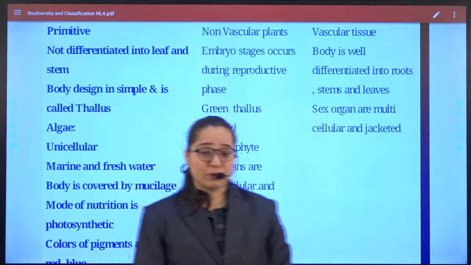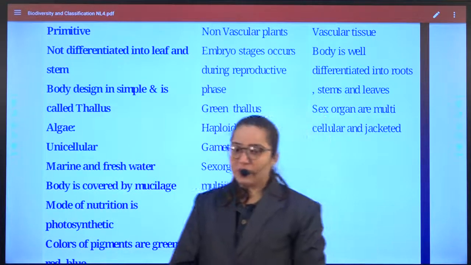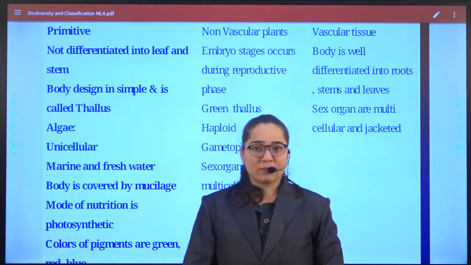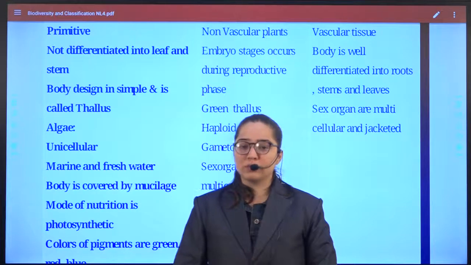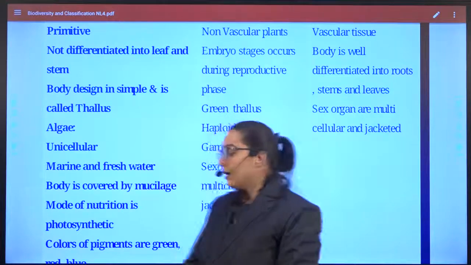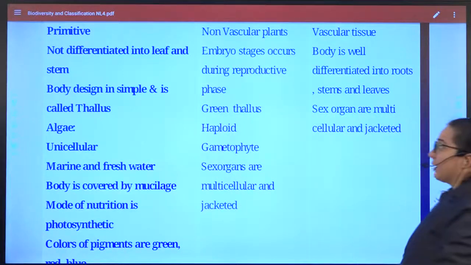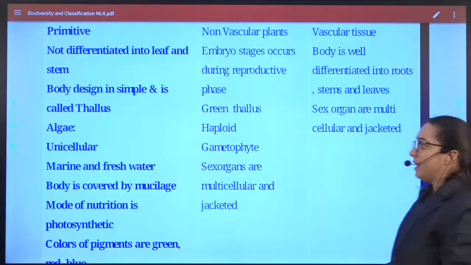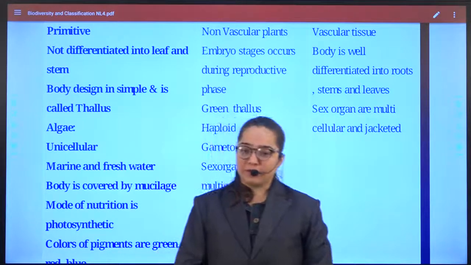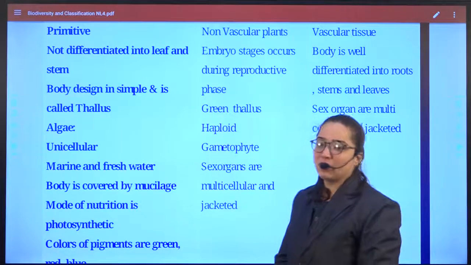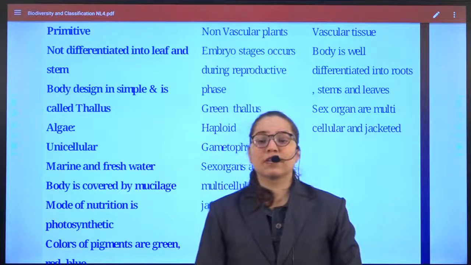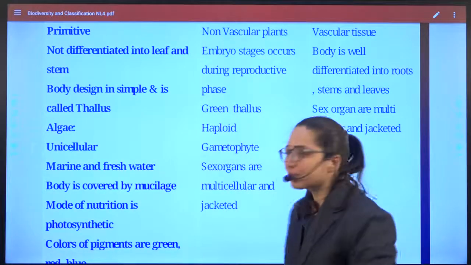Bryophyta are called the amphibians. They are non-vascular plants. They are called green thallus because rhizoids are present in them, which means no roots, but leaves are present. So it is called green thallus. The embryo stage occurs during the reproductive phase. It's haploid and its way of reproduction is gametophytic. The sex organs are multicellular and jacketed. It is also called the amphibian of kingdom Plantae.